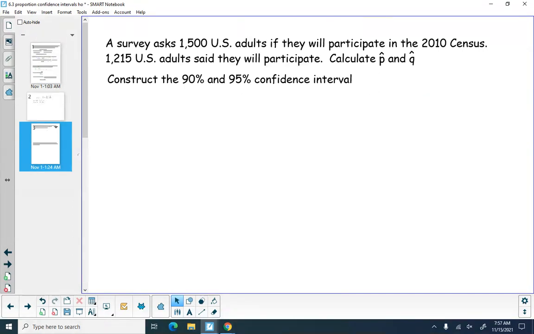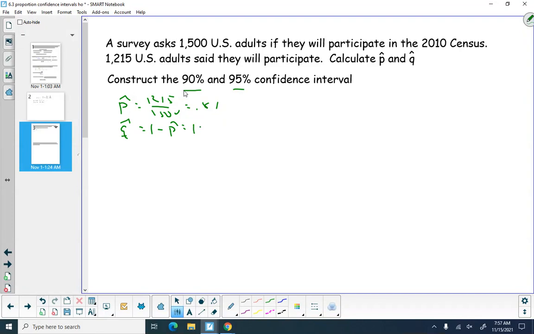Survey of 1,500 US adults. This goes back to our previous question, where 1,215 said they'll participate. We did p hat and q hat. Let's construct a 90 and 95% confidence interval. Let's just do it, we'll do both of these. We calculated p hat, 1,215 divided by 1,500, 0.81. q hat was 1 minus p hat, which is 1 minus 0.81, 0.19. Okay, we have a 90% confidence interval.